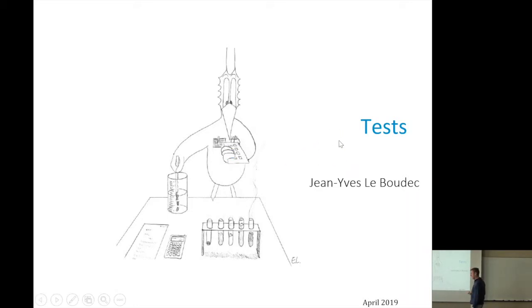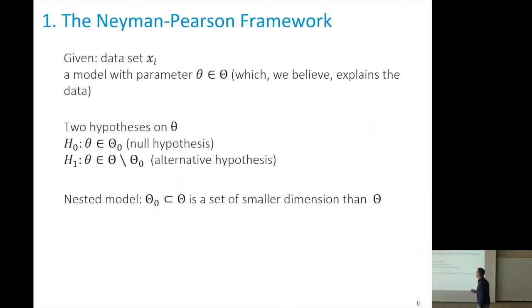We are studying tests, and we saw the general concept of a test called the Neyman-Pearson framework, where we have a parametric model that is meant to explain the data that we see. And we want to know whether a null hypothesis that corresponds to a subset of the parameters is acceptable or not.